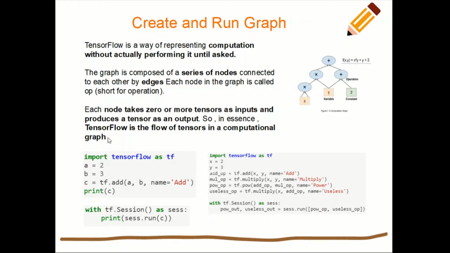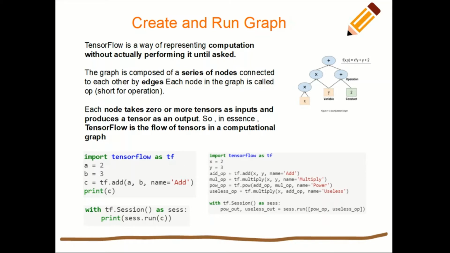Okay, so that is the concept of a graph. Essentially what we are doing here is there's a series of nodes. Each node has got an input and an output. The input is a tensor, the output is also a tensor, and don't worry about the word tensor, we are going to see what tensor means actually.